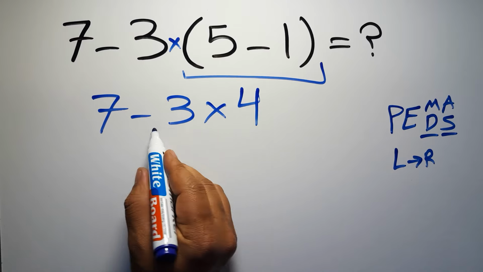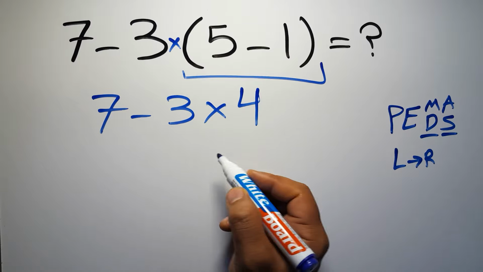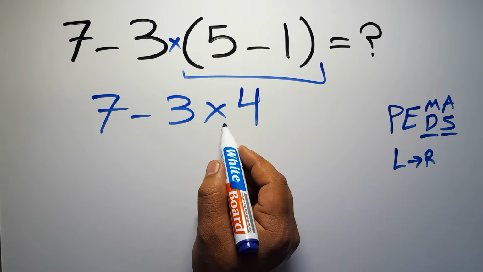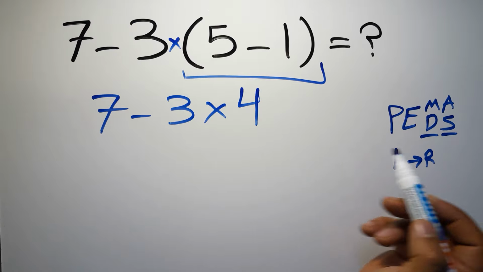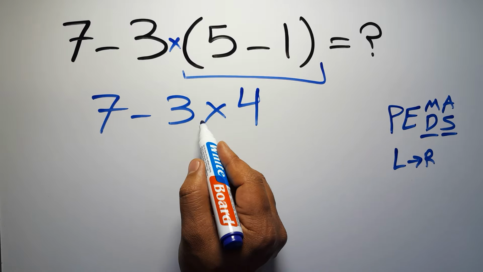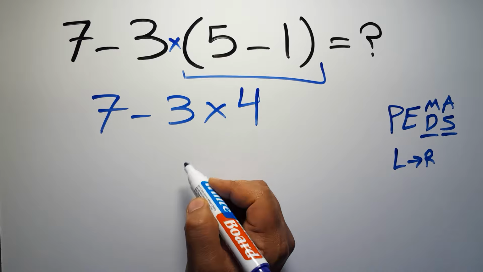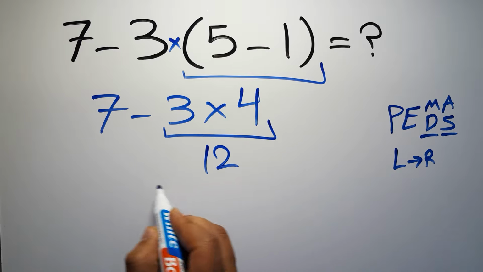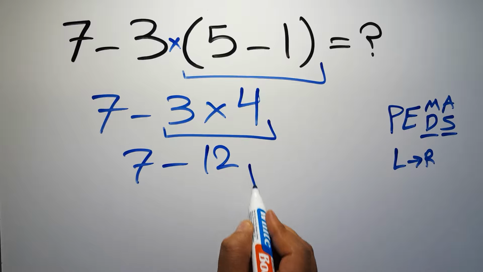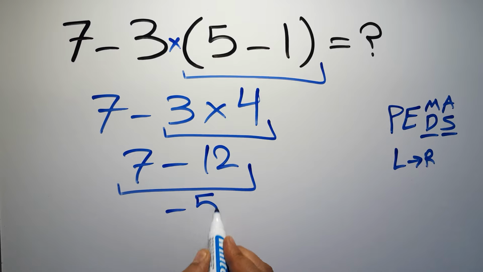Now we have one subtraction and one multiplication. According to PEMDAS, multiplication has higher priority than subtraction because multiplication comes before subtraction. So here first we have to do this multiplication. 3 times 4 gives us 12. So 7 minus 12, which equals negative 5. And this is our final answer to this problem.